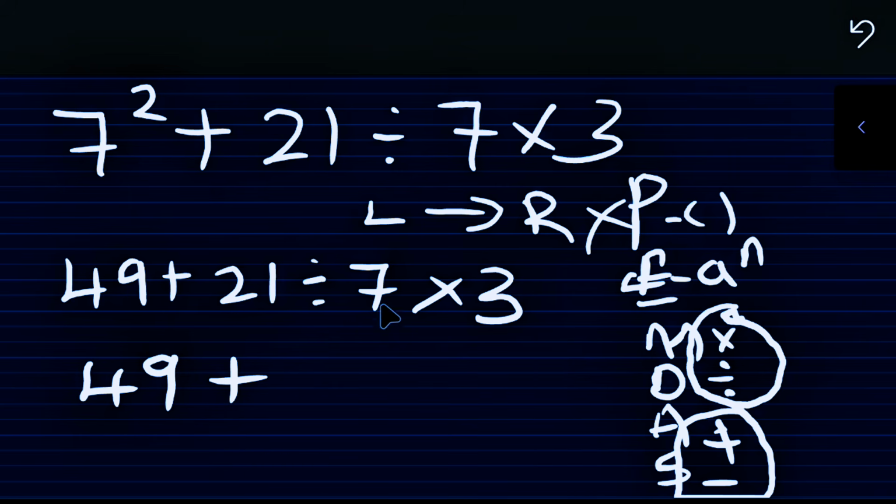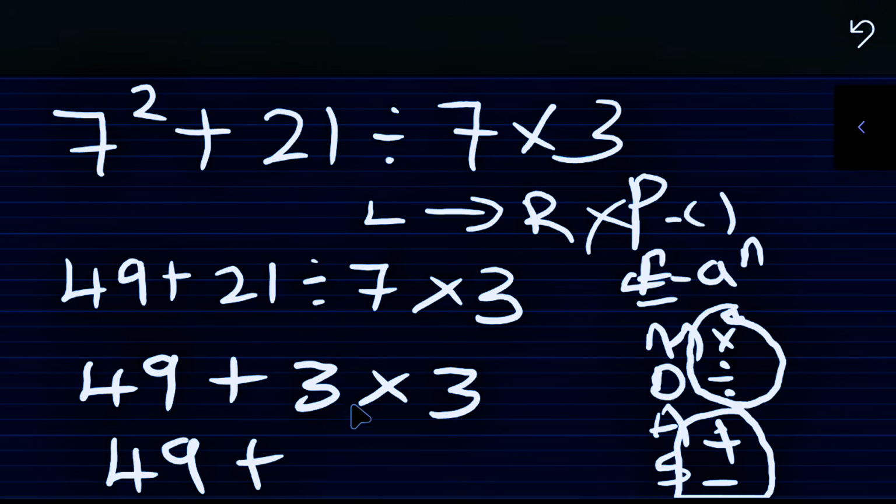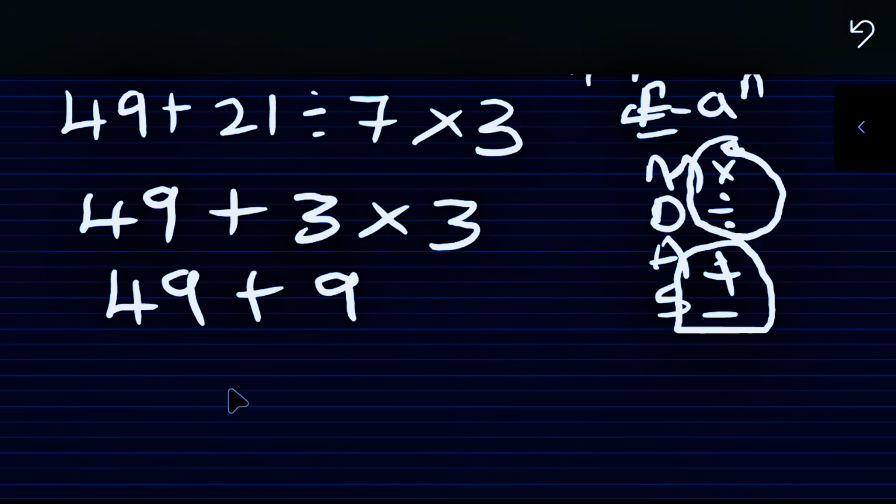21 divided by 7 equals 3, times 3. Okay, now multiplication is of higher priority to addition. So we have 49 plus 3 times 3 equals 9, and 49 plus 9 equals 58 as the right answer.